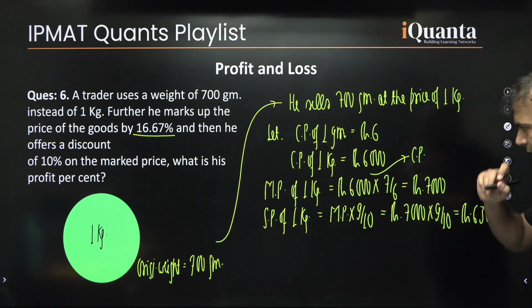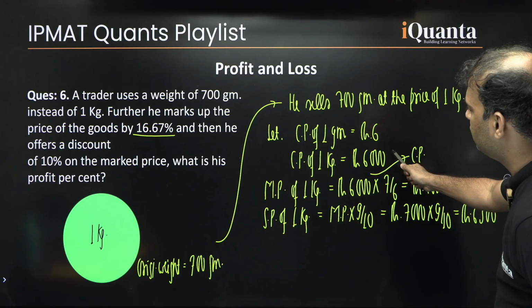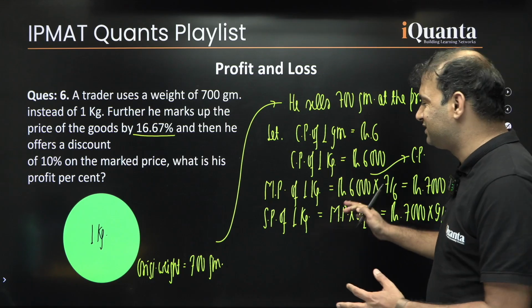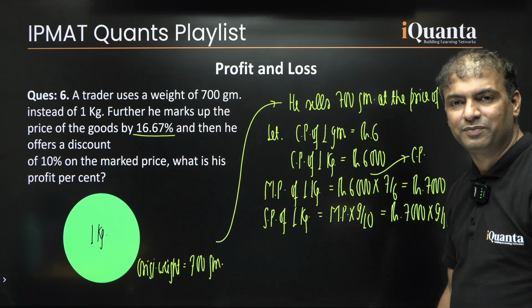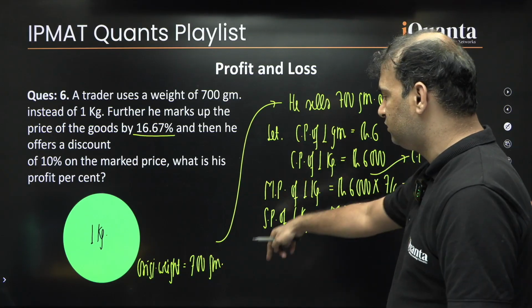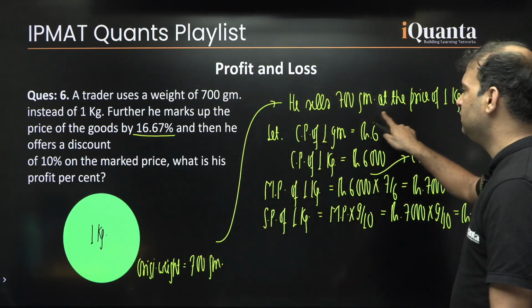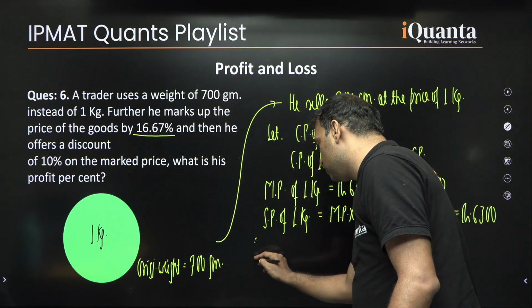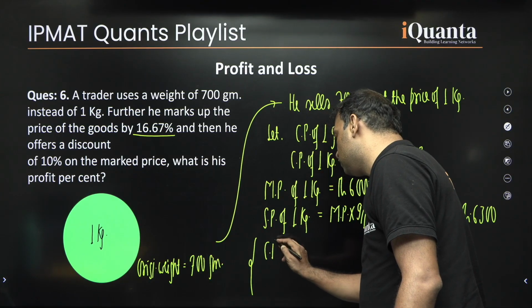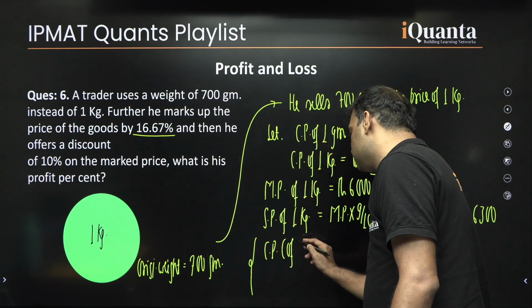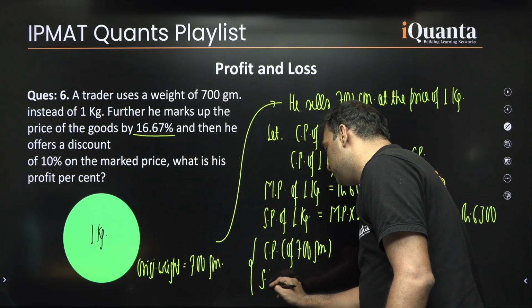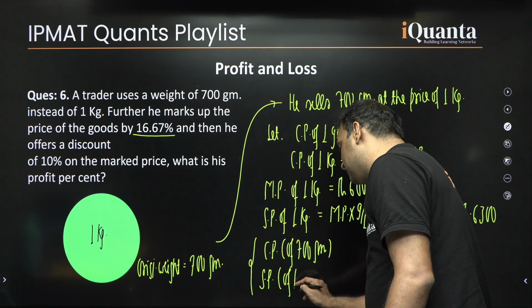All right. So finally we have the cost price of 1 kg and we also have the selling price of 1 kg, right? But by this we can't find the profit percentage because we did not consider that part yet. Remember, he gives the customer only 700 grams. So what is his real cost price and selling price? His real cost price will be considered on the basis of 700 grams, while his real selling price will be considered on the basis of 1 kg only, right?